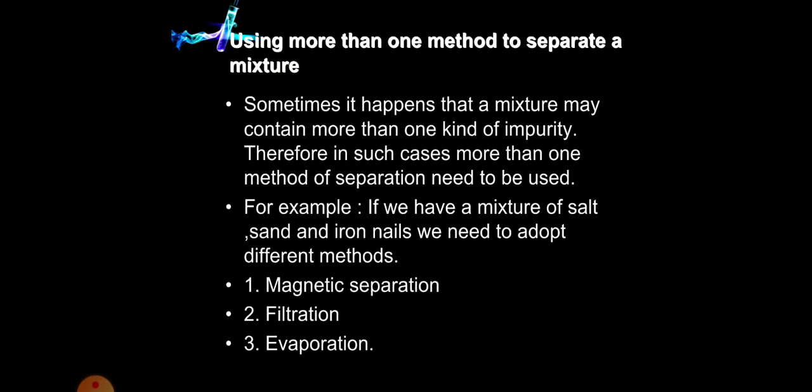So the first method that we will use is the magnetic separation method. Why? Because iron nails are bigger in size, and even though they can be removed by hand picking, it will be easy if you just move a magnet over the mixture. All the iron nails will get attracted towards the magnet and will easily be separated. Now in the mixture only salt and sand remain.